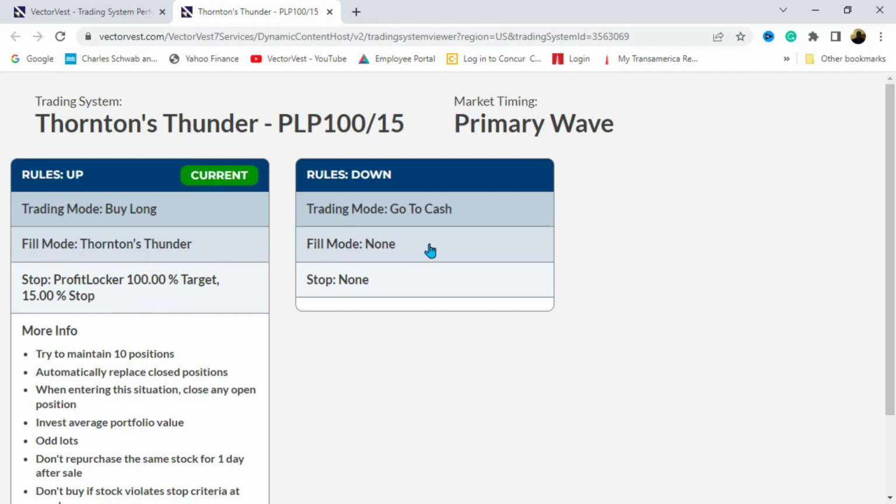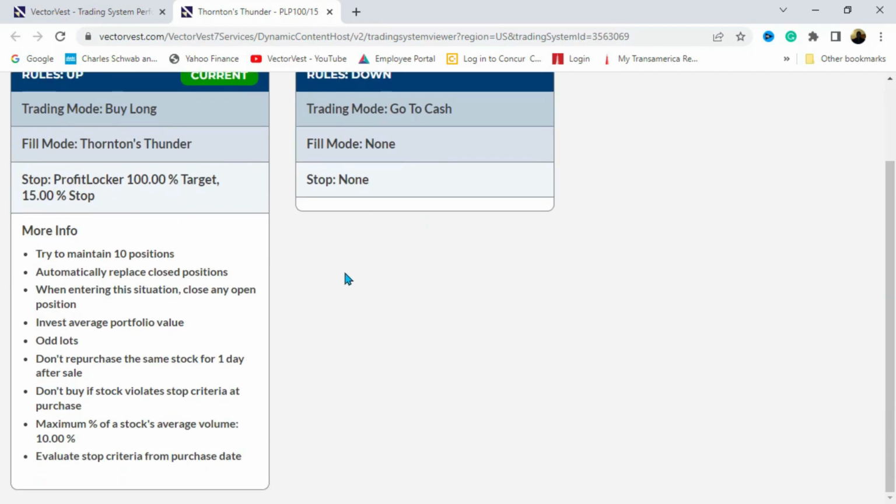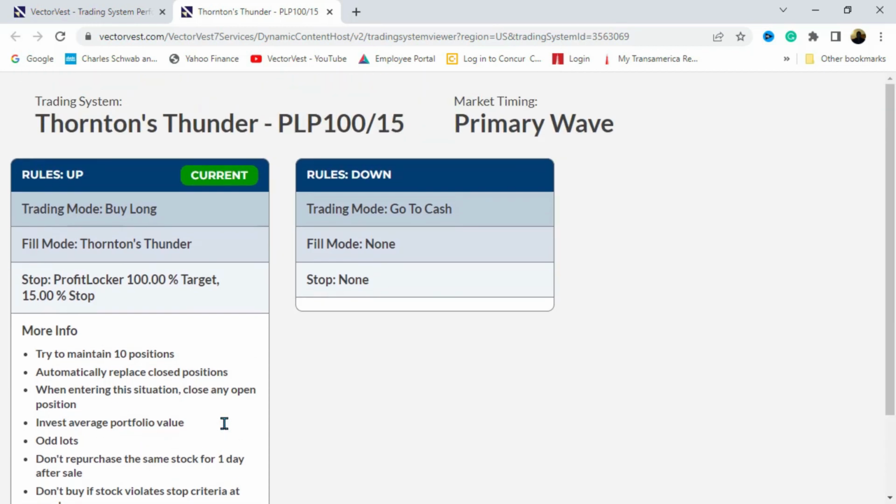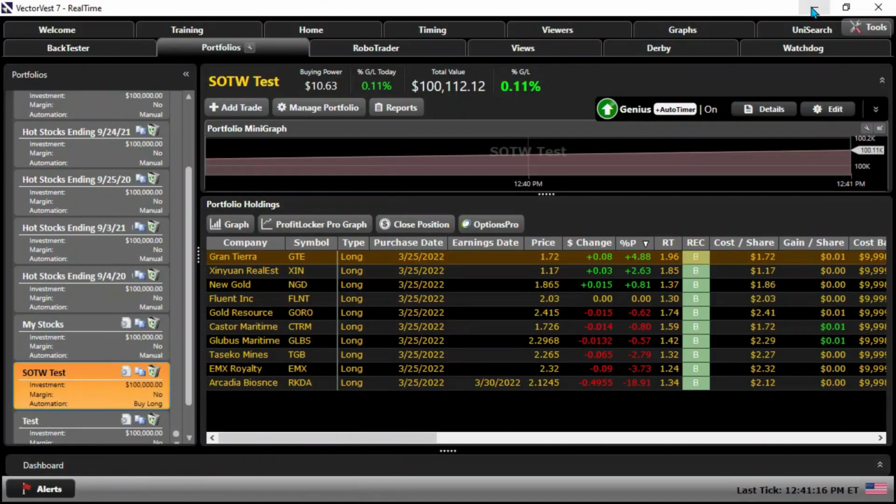This portfolio will try to maintain 10 stocks, automatically will replace, invest the average portfolio value, odd lots, the whole nine yards, and will break down what the current system does and how to do it. Look at that. So that's the easy button. Let's go back to the Viewers tab, and you can go through.